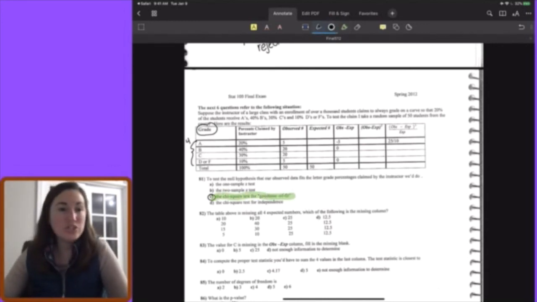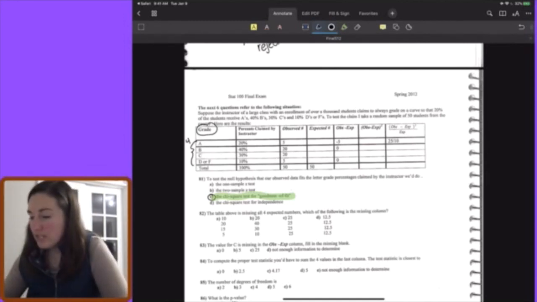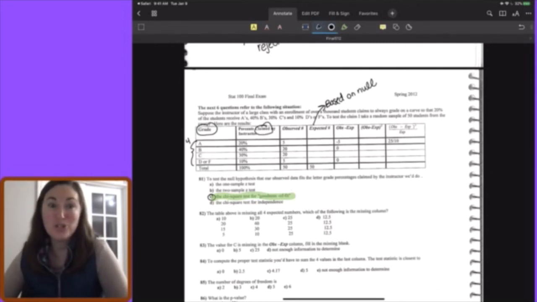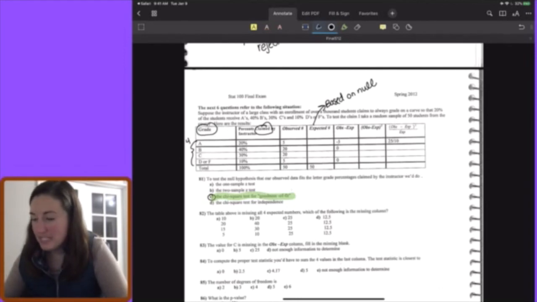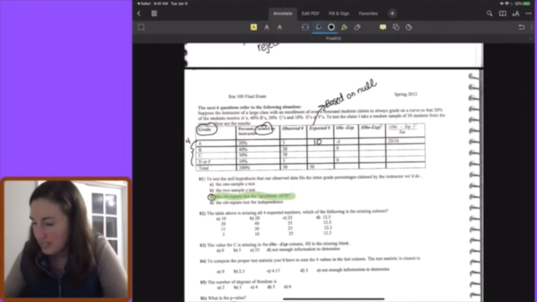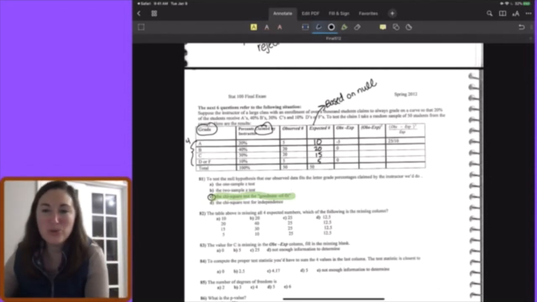And with this one, I would just fill out the chart right away, and then answering the questions is going to be really easy. So for the expected values, we always want to fill these out based on the null. So the null is that whatever the instructor claims is true. So we have 50 students, so 20% of 50 is 10. 40% of 50 is 20. 30% is 15, and then 10% is 5. And then this column is sort of filled in.